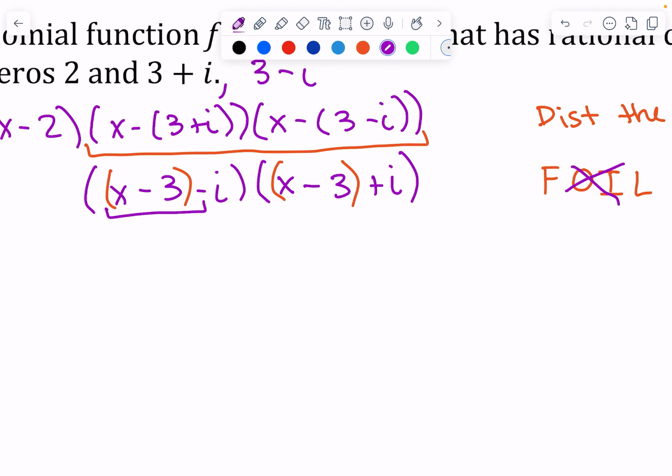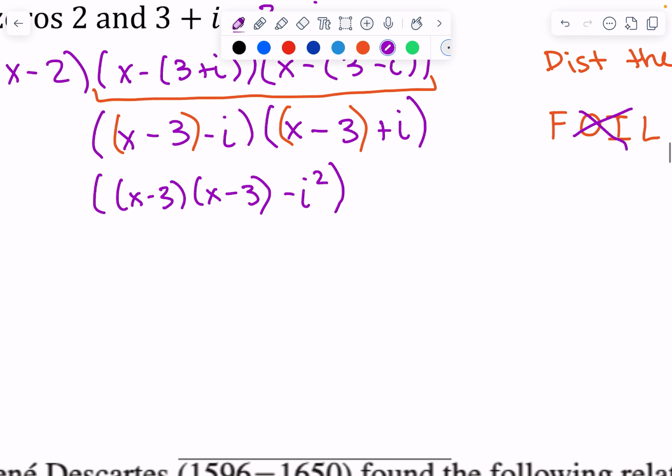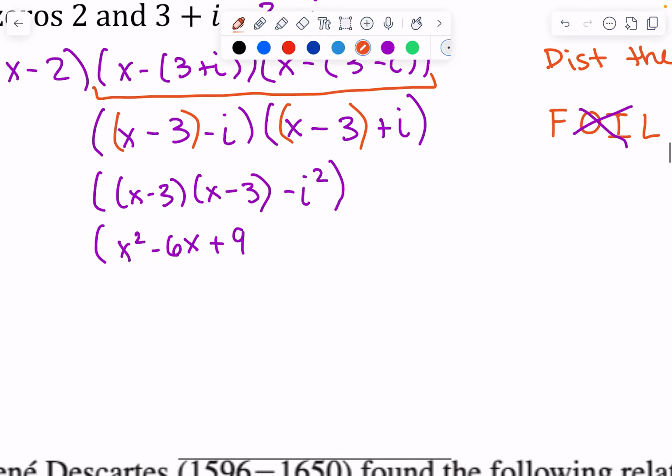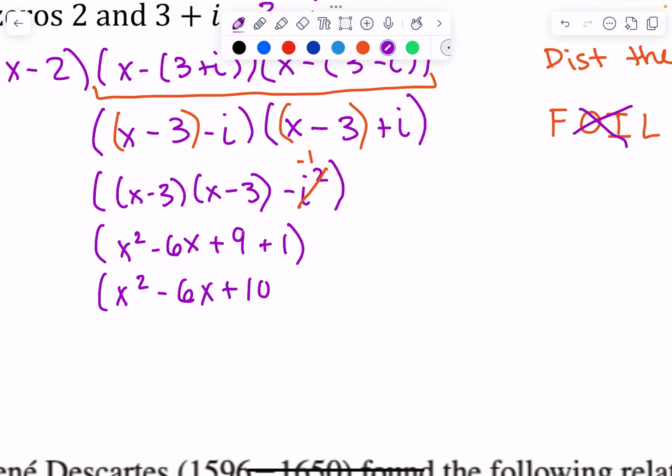If I treat this and this as the first term of both parentheses, then when I do first in FOIL, I get x minus 3 times x minus 3. And if I treat this and this as my last terms, I get negative i squared. Okay? Let's keep going and simplifying this. So x minus 3 times x minus 3 is x squared minus 6x plus 9. And then i squared, if you remember from previous lessons, is negative 1. But I still have that negative, so this is going to become a positive 1. And then combining those like terms, you get plus 10.